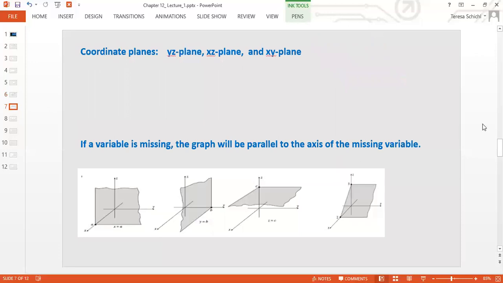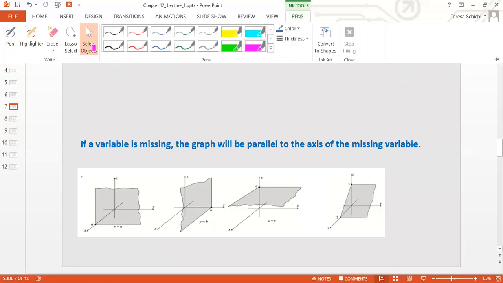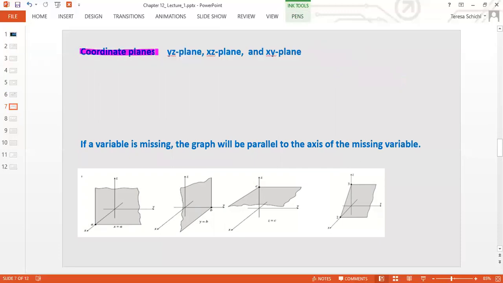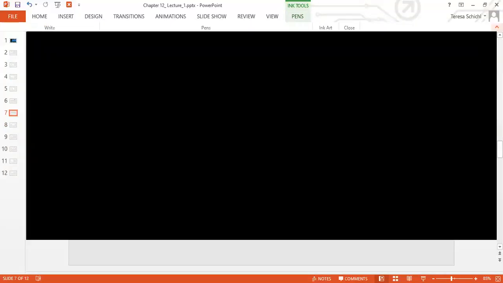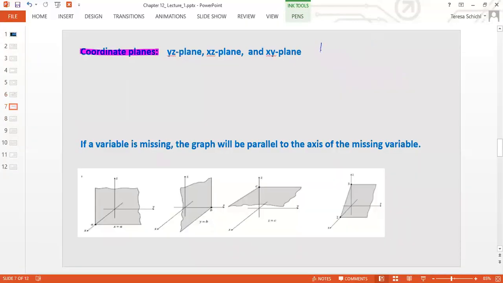Okay, so now let's go to the next one. Here we just want to introduce some terminology. This terminology is the coordinate planes, right? So in R2, we say the coordinate plane is x and y, right? So now in R3, we have 3 axes here.